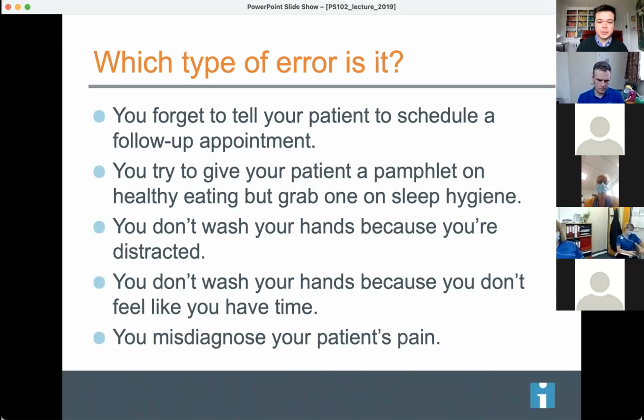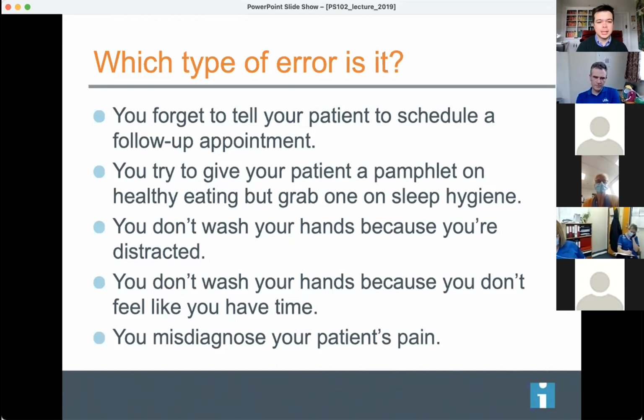So Sharon's saying the first one is a lapse. So you forget to tell your patient to schedule a follow-up appointment. Sounds like a lapse to me too. We'll get the answers in a minute. Craig is saying first one is a lapse. Second one is a slip. So you try to give your patient a pamphlet on healthy eating, but grab the wrong one. Yeah, sounds like a slip.